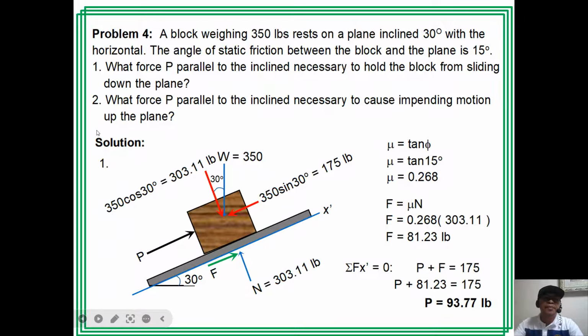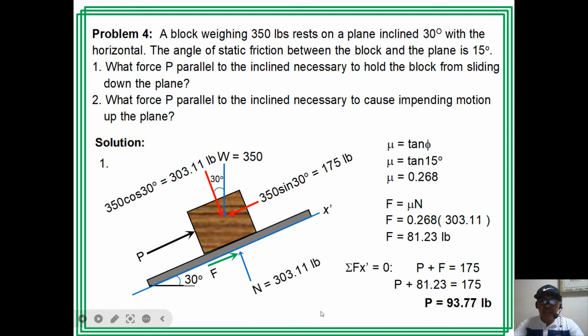Okay, how about number 2? What force P parallel to the incline is necessary to cause impending motion up the plane? The difference between questions 1 and 2 is that in number 1, P is only to hold the block from sliding down. But in number 2, we apply a force P so that the block will tend to move up, to cause impending motion up the plane. When you apply the force P, the block will start to move upward along the incline.